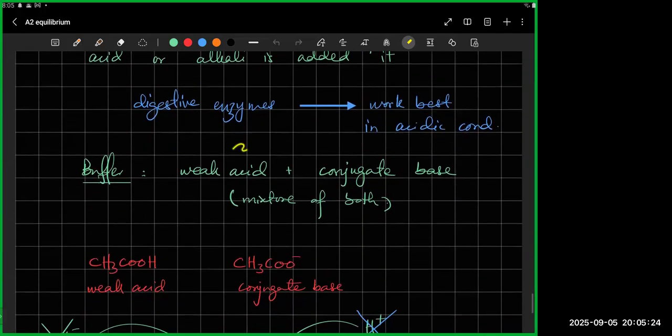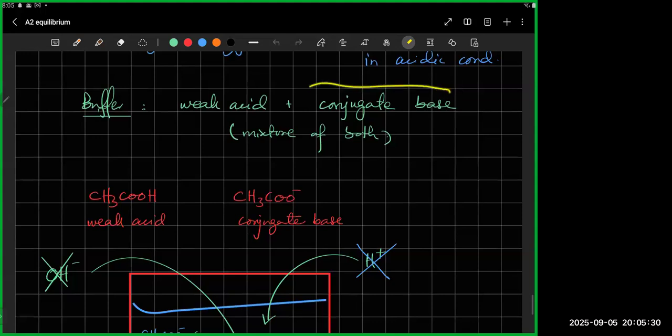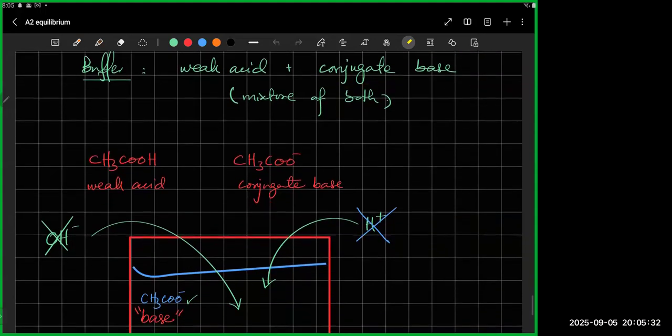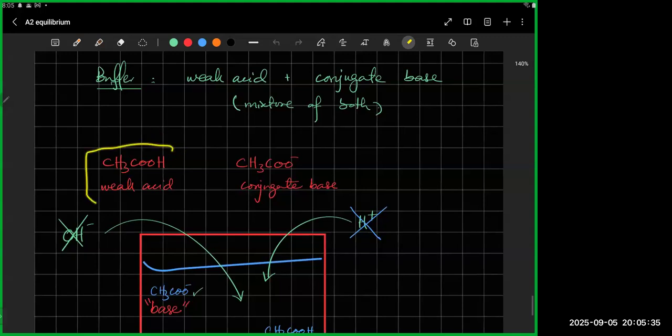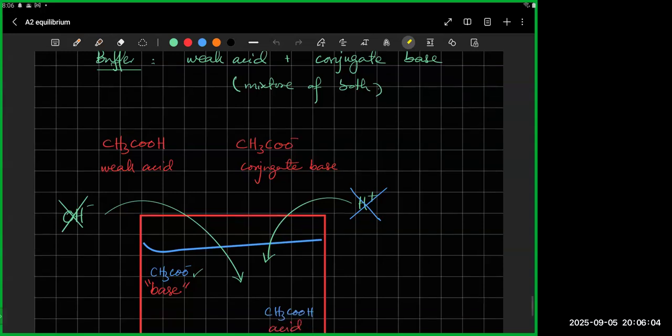So how was the buffer formed? It was formed when you had a weak acid and you mixed it with its conjugate base. So for example, if you have etheric acid and you mix it with the conjugate base, which is etheroid ions. Whenever etheric acid dissociates, this is the base because it's able to accept the H plus 1 ions. And that's your acid because it's capable of releasing H plus 1 ions. So you've got a weak acid and you've got its conjugate base.